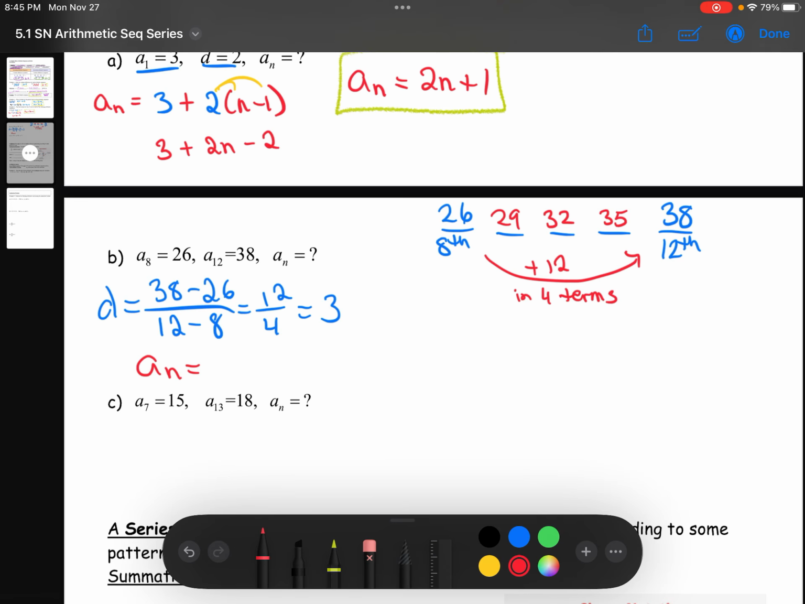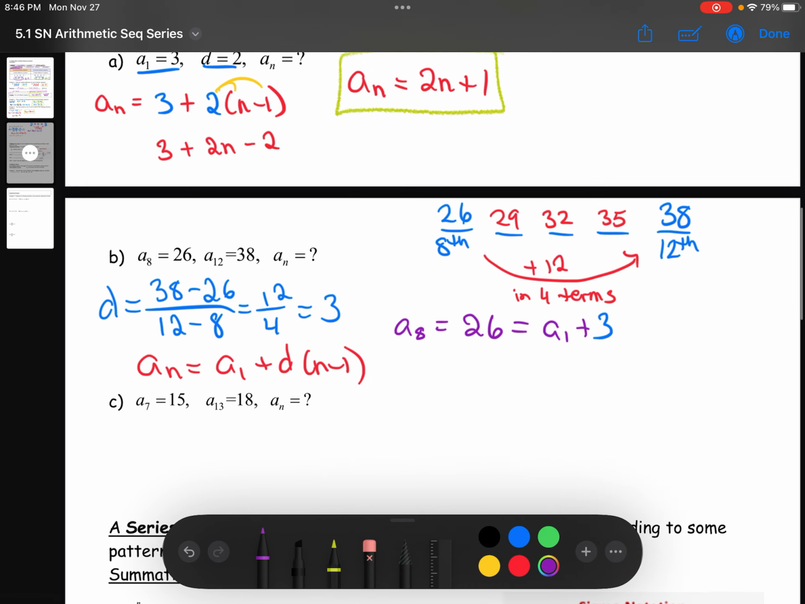We don't have a1. So that's what we need to find. Okay, what we do have is a sub 8. So we'll use that formula. Here's the general formula. We need to find a sub 1. So to find that a1, we can use a sub 8. So a sub 8 is 26, which will equal a1 plus that difference we found, 3, times n minus 1, n is 8, minus 1.